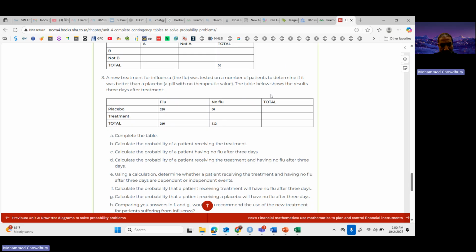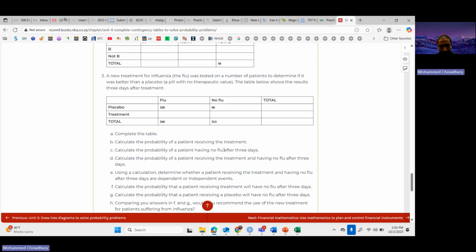Okay, let us solve this problem and then we will move to another type of problem. A new treatment for influenza was tested on a number of patients to determine if it was better than a placebo. Do you know what a placebo is? So both of you have a fever, okay? We want to give the real medicine to her and the placebo to you, but you do not know that I have given you the placebo. You know that you are taking the real medicine. This is what you know.